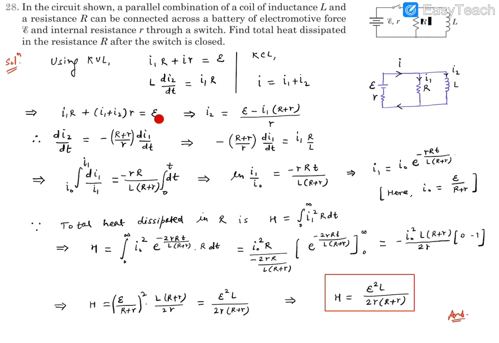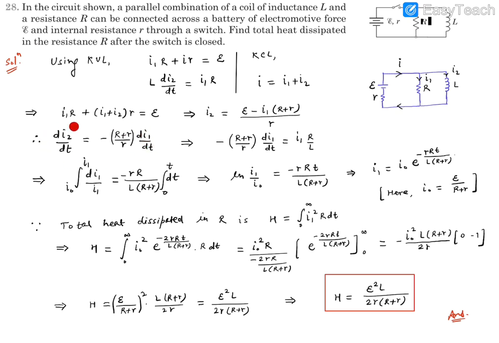From here, we can simplify for I2, which turns out to be (E minus I1(R plus r)) divided by r. That can be easily understood by collecting the I1 terms together, shifting to this side and dividing by r. So that's I2. Now we can differentiate this I2 because we require di2/dt. So di2/dt will become: differentiation of E is 0, the minus will be outside, and there will be (R plus r) divided by r, and differentiation of I1 with respect to time, that is di1/dt.